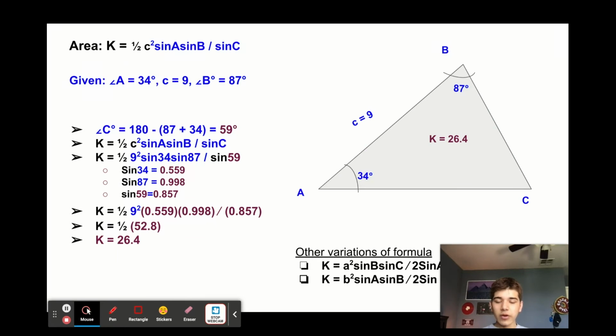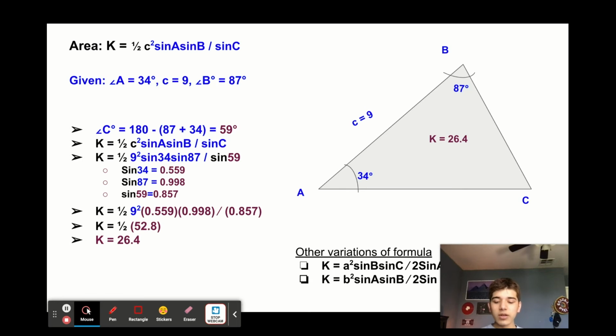Now that we solved for all the unknowns in the triangle, we can now find the area. We use the formula K equals half of C squared times sine of A times sine of B over sine of C. The first step would be to find the third missing angle, which we already have. So then we plug in the givens and our third angle, our equation now being K equals half of 9 squared times sine of 34 times the sine of 87 over the sine of 59.